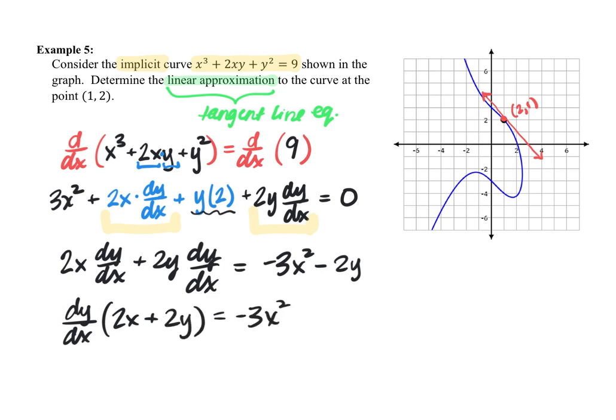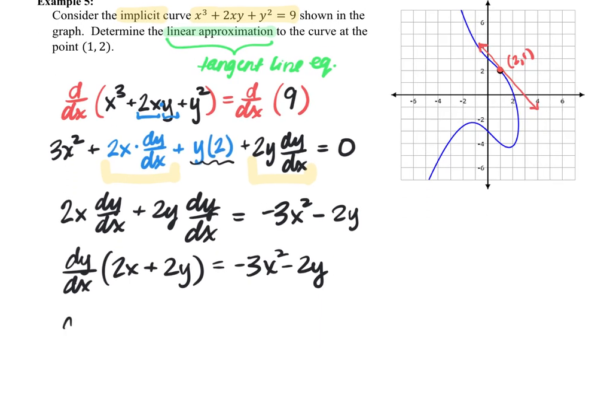So our final answer for our derivative, dy/dx, will be negative 3x squared minus 2y, divided by 2x plus 2y. That is our general derivative.